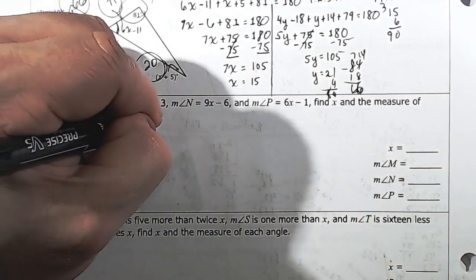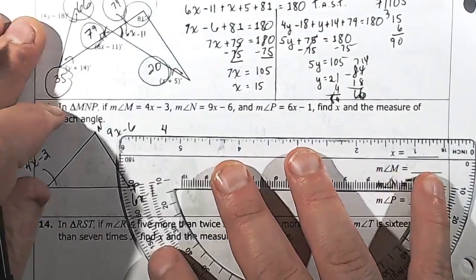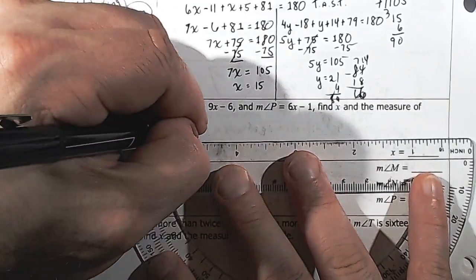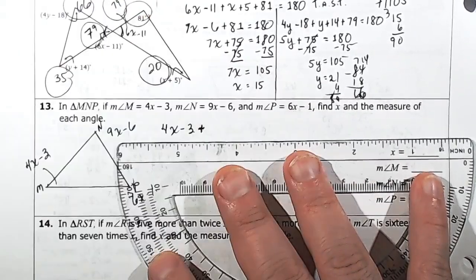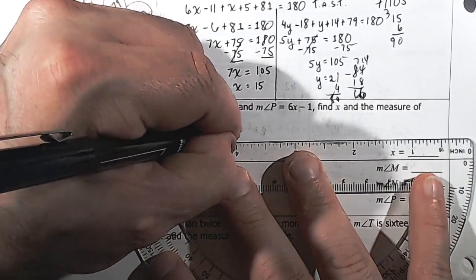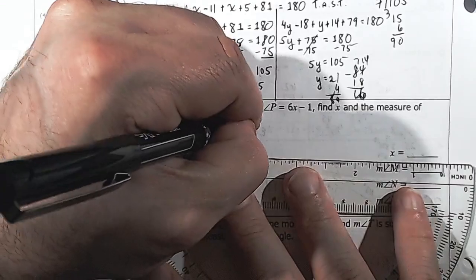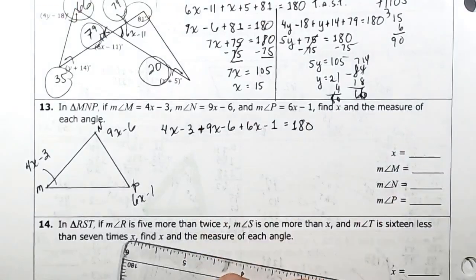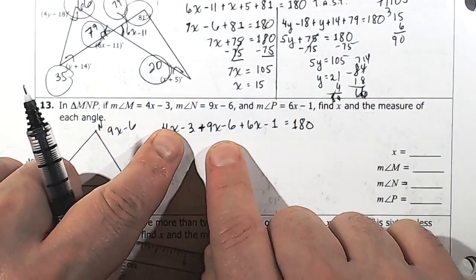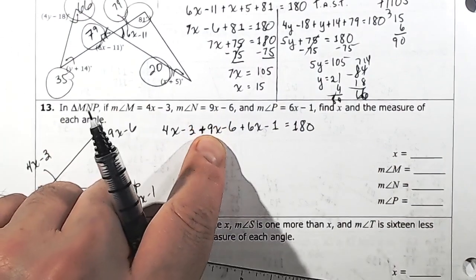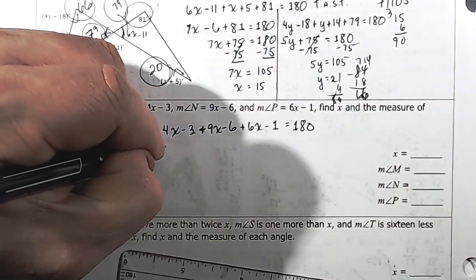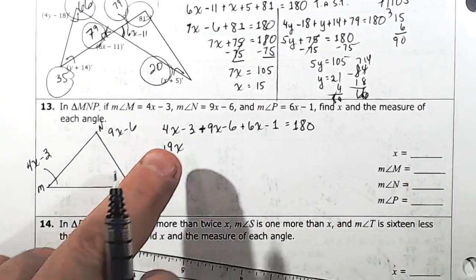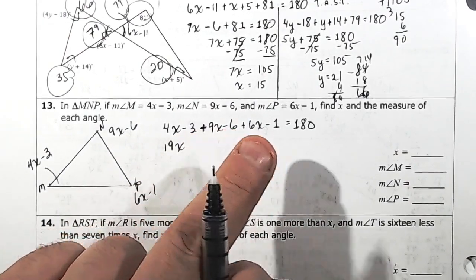So let's just add 4, let me do it correctly here, 4x minus 3 plus 9x minus 6 plus 6x minus 1 equals 180. Combine like terms on the left. 4x, 9x, and 6x. 4x plus 9x is 13x plus 6x is 19x. And here I've got negative 3, negative 6. That's negative 9 minus 1 is negative 10.